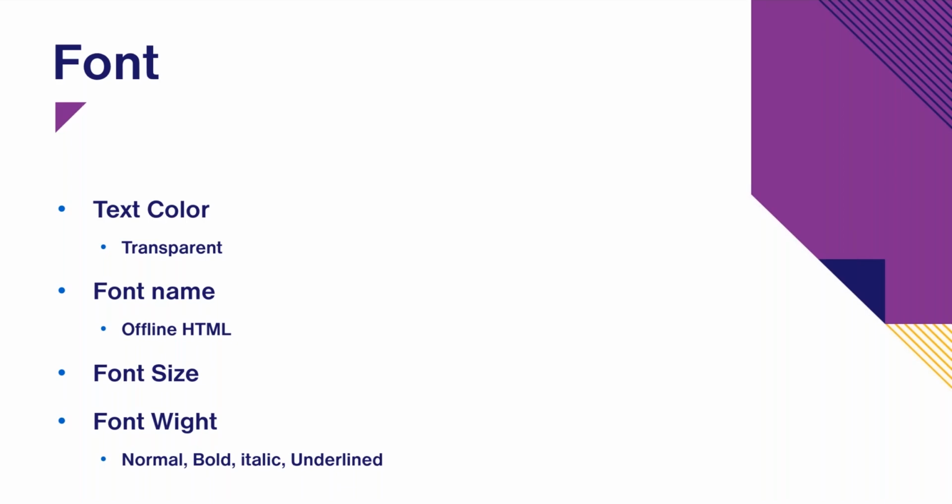Basically, in a style, you can define, for example, font parameters, so text color, or make it transparent, of course, if you want to. You can specify a font name if you want to use a custom font. This custom font needs to be uploaded into the offline HTML part of a project. So if you have multiple projects, you need to make sure that this particular font is uploaded to each of the projects that should use that particular report. You can define, of course, the font size and the font weight.